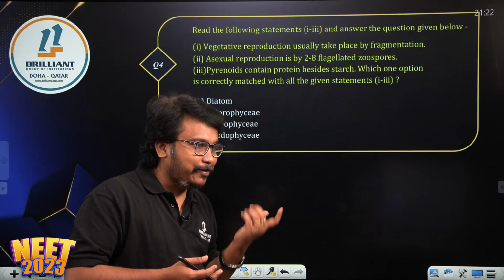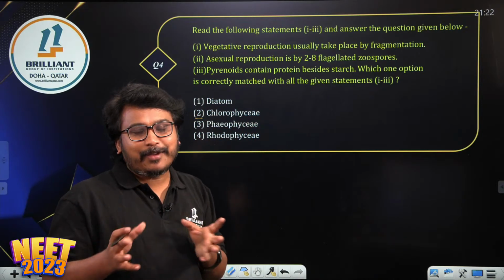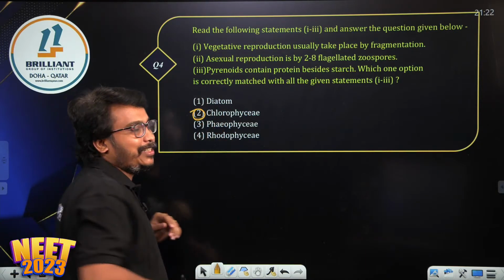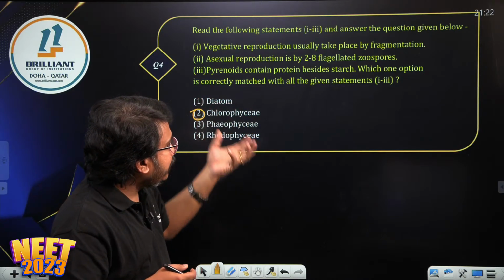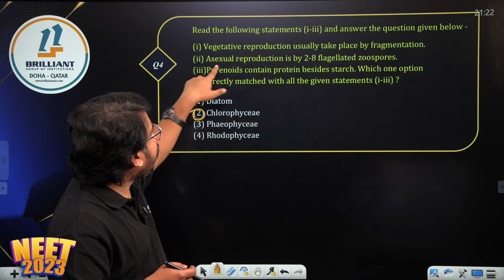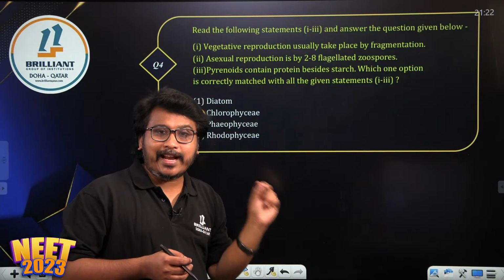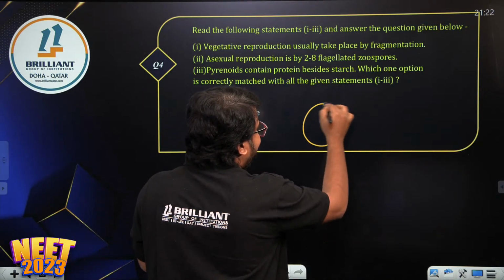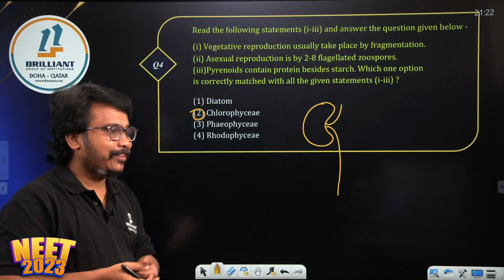Sriveda, Hafiz has given the answer already. Then pyrenoids are present. Pyrenoid is coming means no need to go through other options. You can directly answer it is Chlorophyceae, that is green algae. So pyrenoids contain protein besides starch. Which one of the options is correctly matched with all the given things? So here asexual reproduction is by zoospore, which is having 2 to 8 flagella. And if it is having 2 unequal lateral flagella, in which algae is this found? Can you comment?